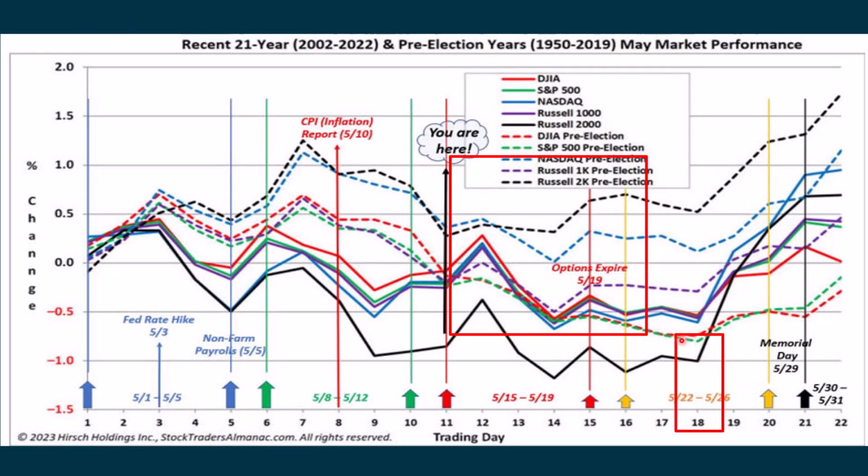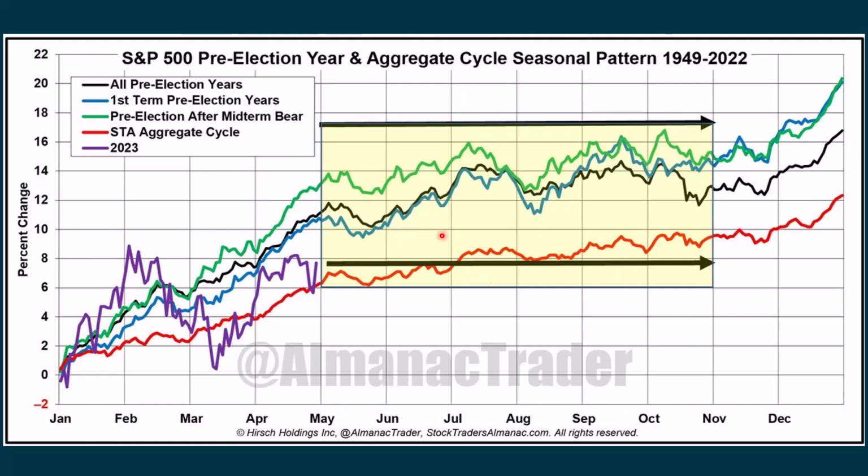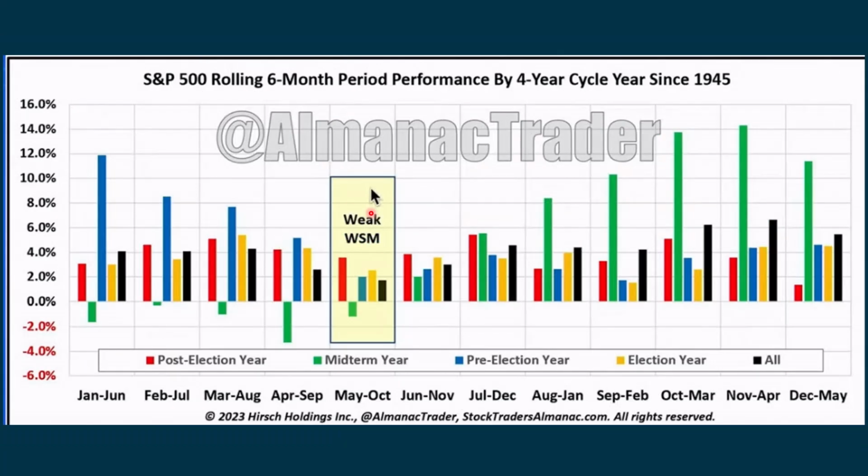The green dashed line, which is what we follow, does show a decline. We're also coming into that weaker part of the cycle, no matter if we're in a pre-election after a midterm bear, which is the green line, or all pre-election years, which is the black line. We still see some weakness overall. May ends up being weak overall, but we're focusing on this blue part here, which is positive, but it still underperforms the rest of the months.